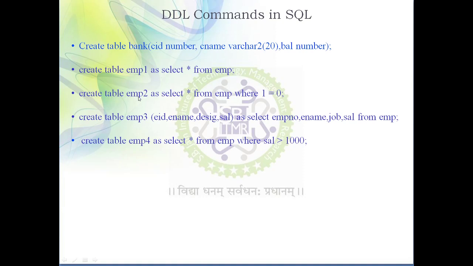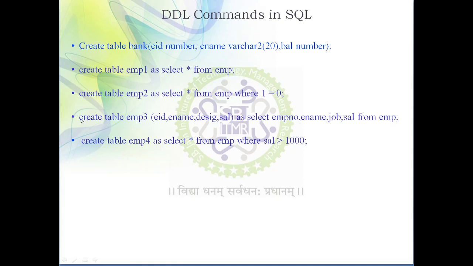Create table emp2 as select star from emp where 1 equals 0. That means the condition is false. That means it is not going to copy the data. It will only copy the structure of the emp table to the emp2 table. Then again another variation will be there. Suppose I need to copy only 4 columns from the employee table to the employee 3 table.